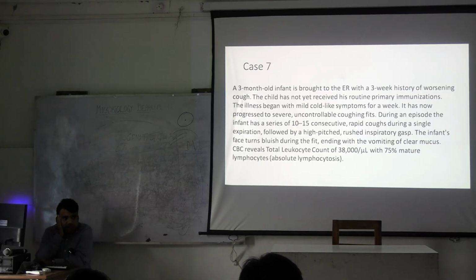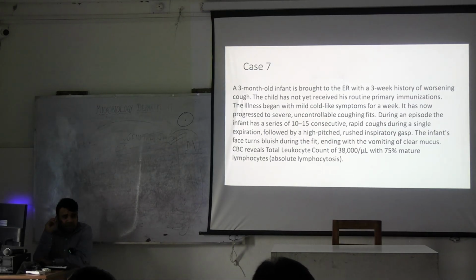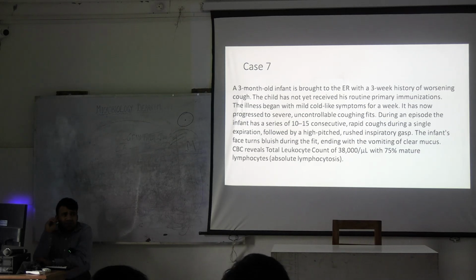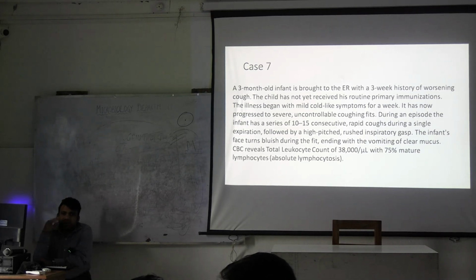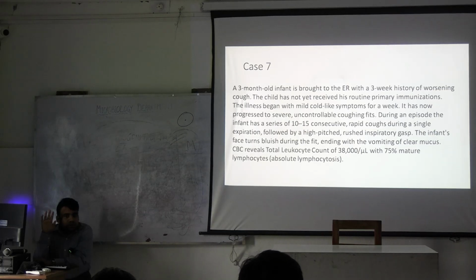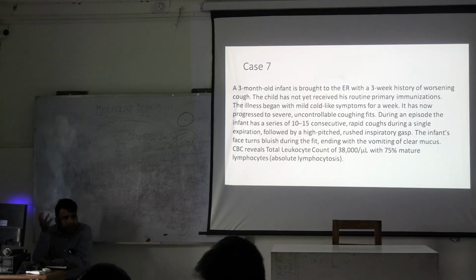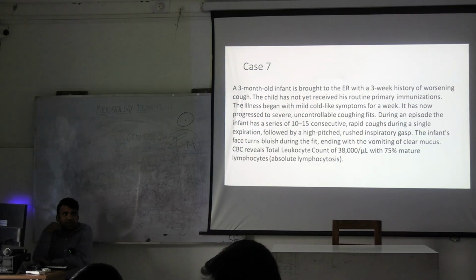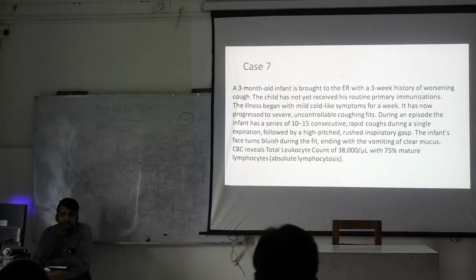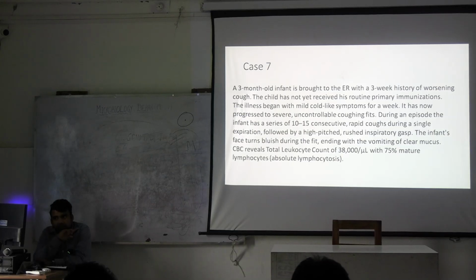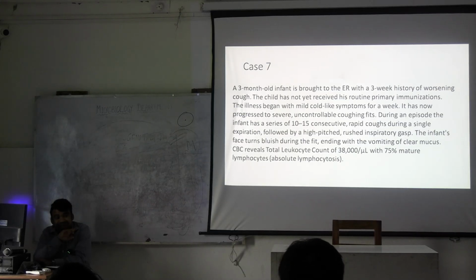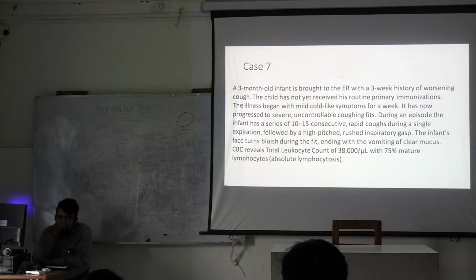What will be your provisional diagnosis? What happened, a child has come, with a history of one week, it started with mild fever and cough. Presently mother complains that the child is having paroxysm of cough, 10 to 15 coughs constantly, to such an extent that the child's face turned bluish. That means cyanosis is happening, and sometimes it ends up with vomiting, but the vomitus is clear mucus. Blood picture shows leukocytosis with absolute lymphocytosis. What do you think this could be?